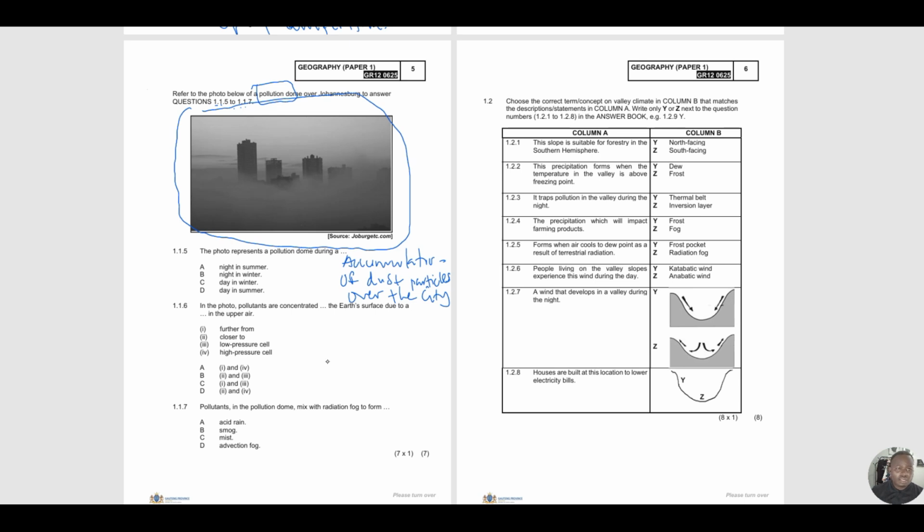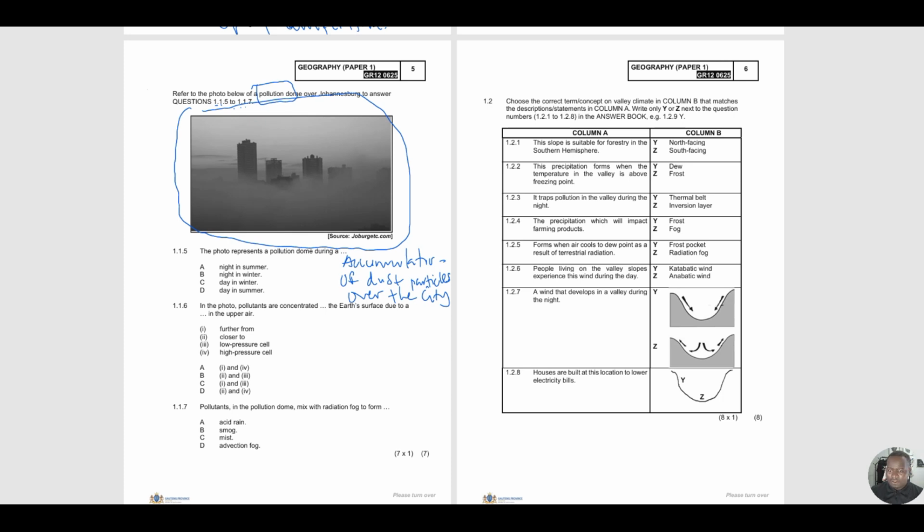Okay, so let's answer the questions now. The photo represents a pollution dome during a. So we did learn in class that during winter, in the city, there will be what? During winter, there's a dominance of a Kalahari high pressure. So what is going to happen in the interior of the country? The high pressure cells are in the interior of the country. So let's say if you are in Gauteng, Kalahari high pressure is dominating.